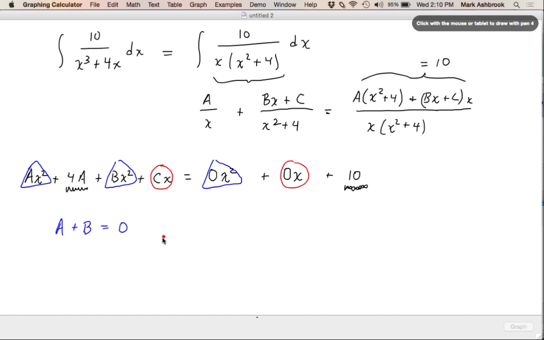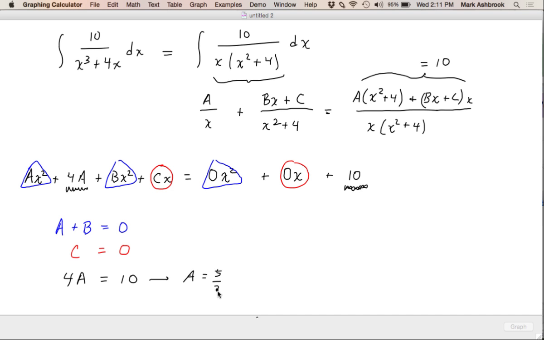From our x terms, we get that c equals, that's nice. And then from our constant terms, we get, and that's nice. So this is a real easy system here. We already know what c is, and then we know what a is from this, 5/2, right? 10 over 4. Therefore, b is negative 5/2.